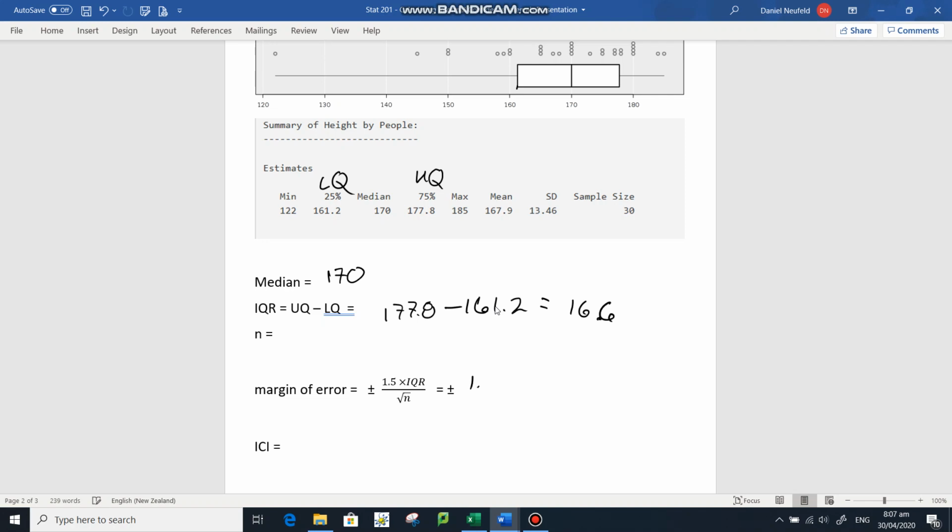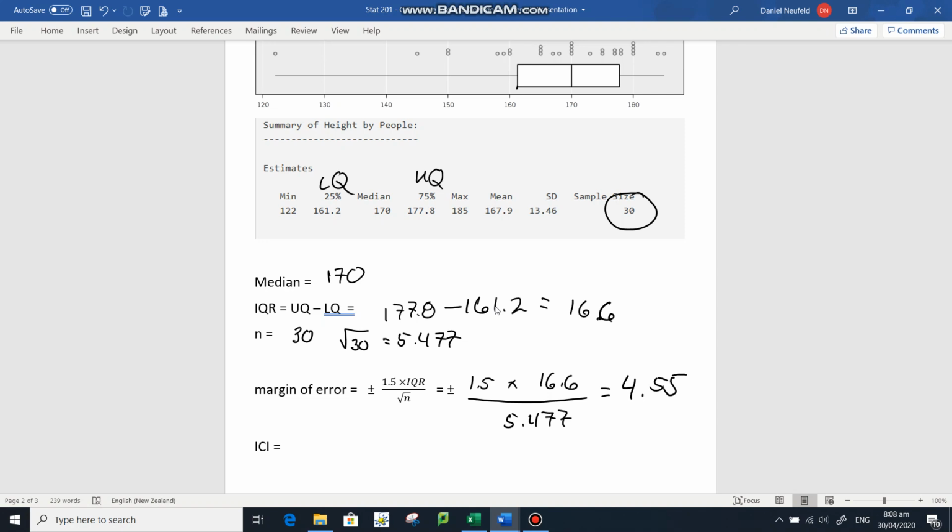So down here, when I go 1.5 times 16.6, the number of people is 30, and I want the square root of that. The square root of 30 equals 5.477. Okay, and then I insert that, divided by 5.477. When I put this all together, 1.5 times 16.6 divided by 5.477, I get 4.55. So that's my margin of error.